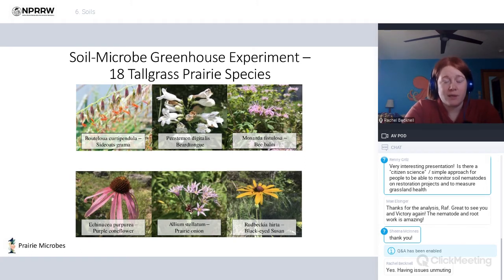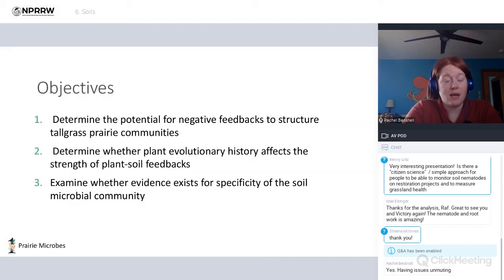But getting back to the experiment that I performed, utilizing these 18 species, I wanted to explain my main objectives. One, to look at whether these plant soil feedbacks could structure tallgrass prairie communities, and understanding this could be very important in the field of ecological restoration. And second, I wanted to see whether the relatedness of these plant species could impact the strength of these plant soil feedbacks. And finally, I did a little bit of DNA work to look at the actual identities of the soil microbes that were affecting these species.